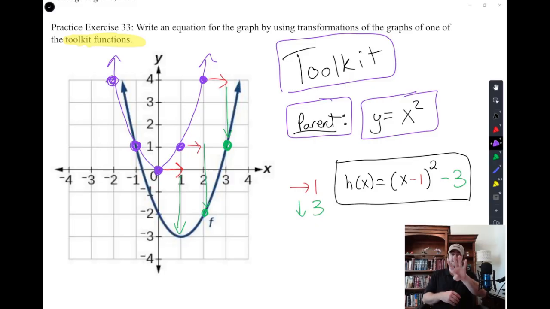The primary focus is those 4 transformations we did today, which were vertical and horizontal shift and vertical and horizontal reflection.